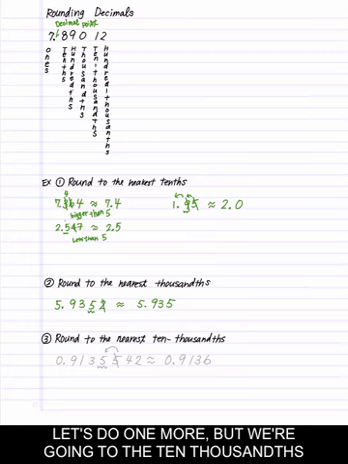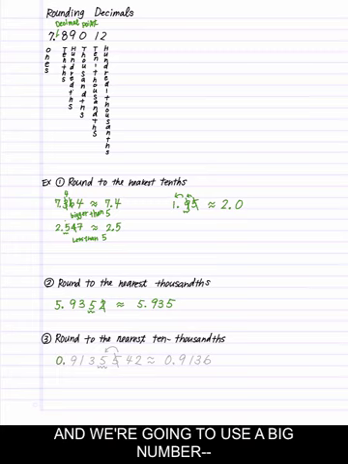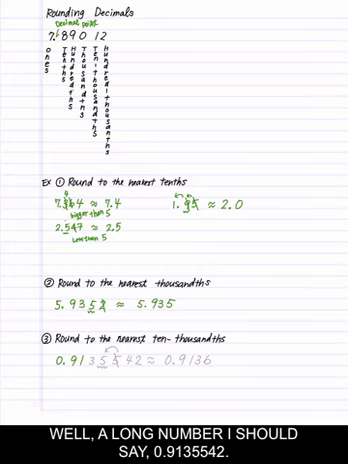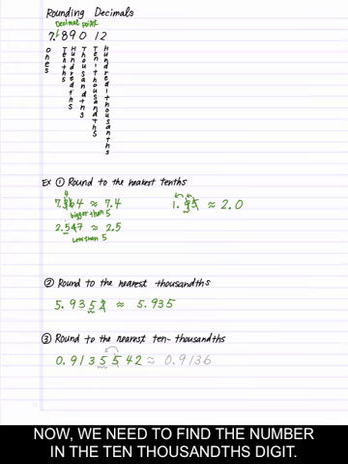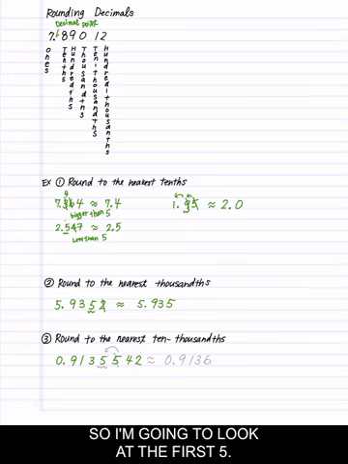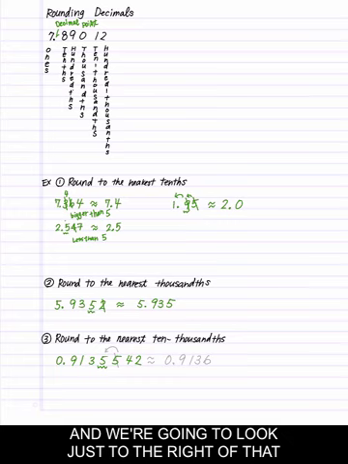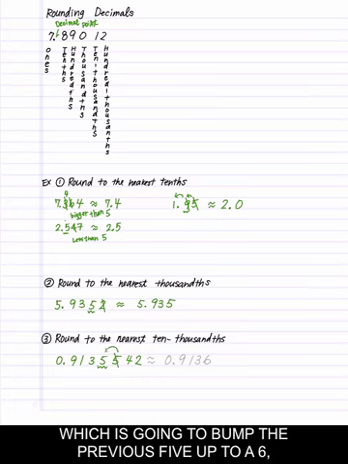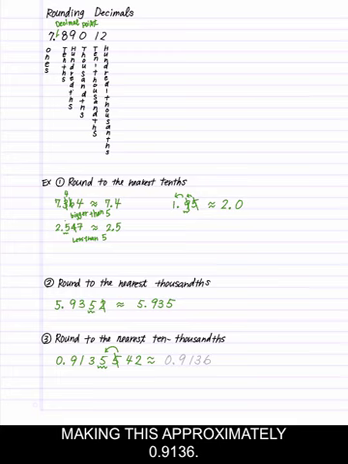Let's do one more where we're going to the ten-thousandths, and we're going to use a big number, well, a long number I should say. 0.9135542. Now we need to find the number in the ten-thousandths digit, so I'm going to look at the first 5. I'm going to look just to the right of that, which is another 5, which is going to bump the previous 5 up to a 6, making this approximately 0.9136. There you have it.